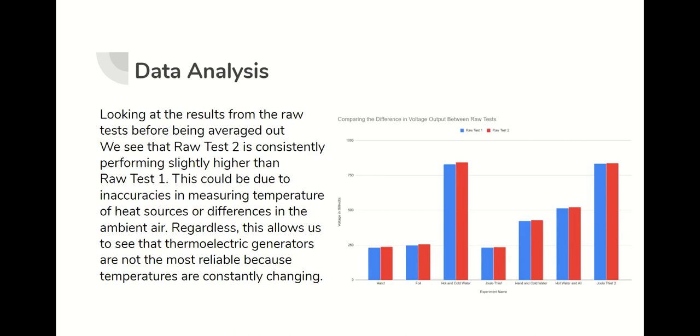And here we can see, this simply shows that because we tested these on two different days, we can see the second test in red and the first test in blue. The first test is significantly performing lower, and this could be possibly due to temperature differences in ambient air and other things like humidity. So we see that they are not very reliable.